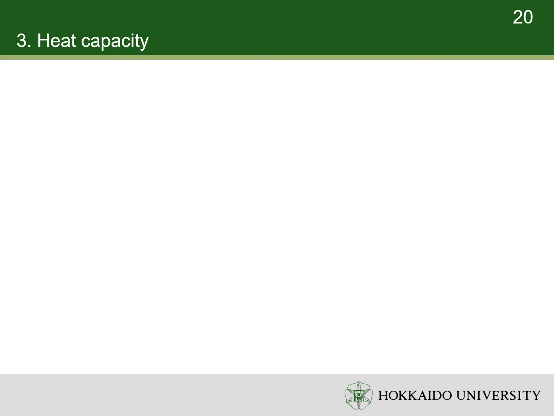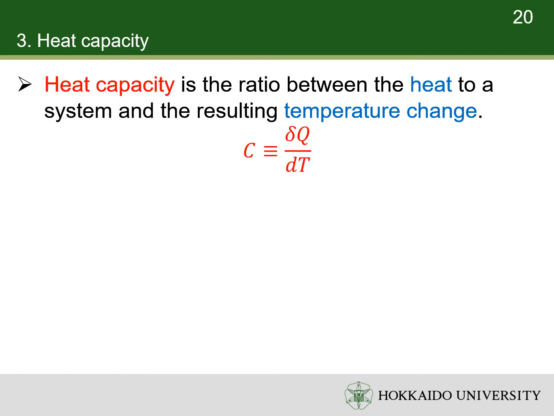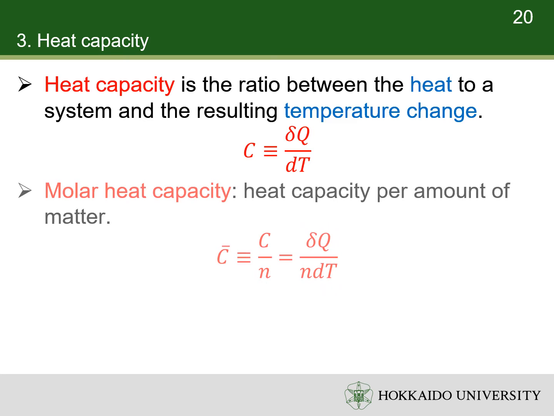When a system receives heat, its temperature increases. The heat capacity of a system is the ratio between the heat and the temperature increase. For a pure substance, the molar heat capacity is the heat capacity per amount of matter. Molar heat capacity is widely used in science.